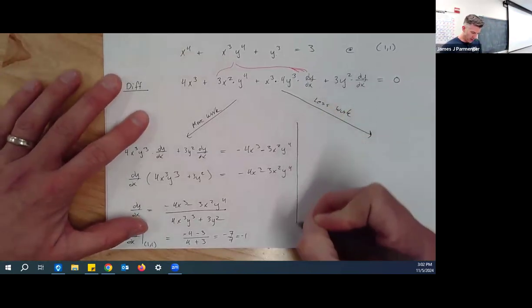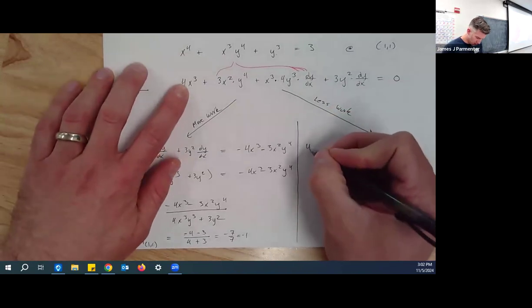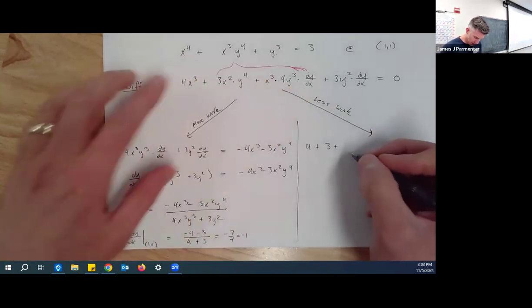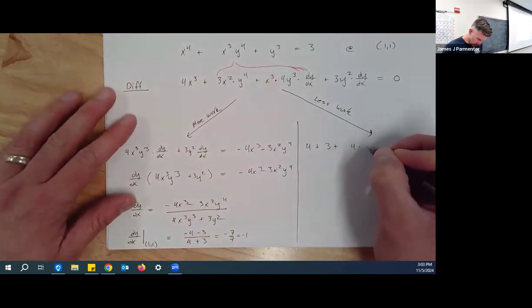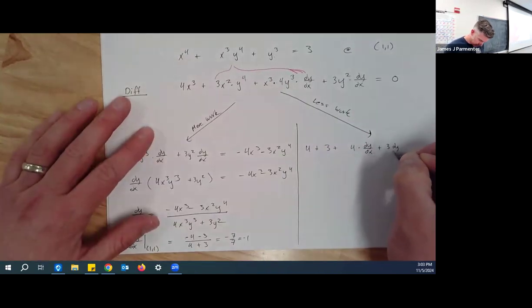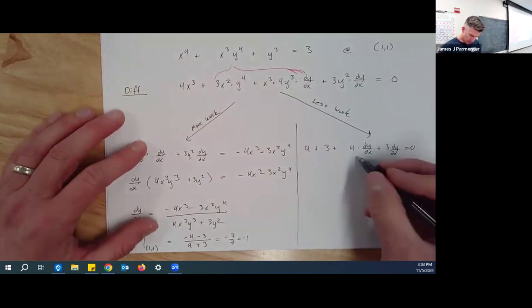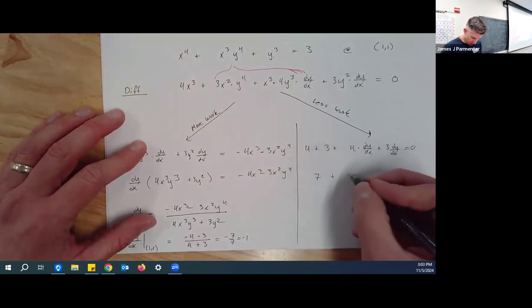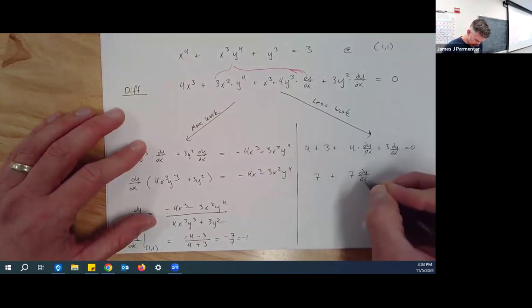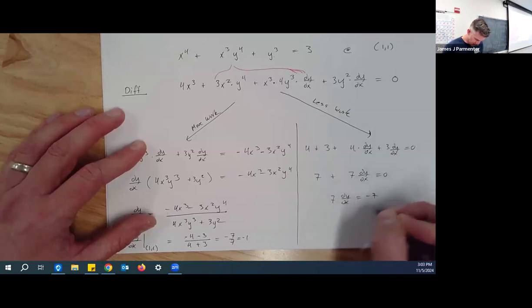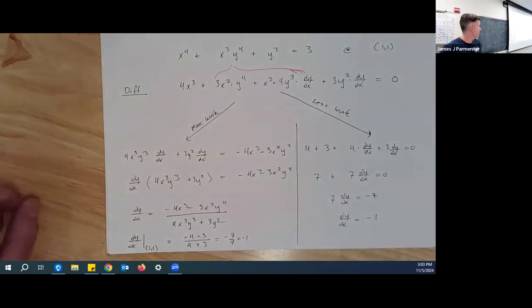If we plug in the point right away, I'm going to get 4 times 1 cubed plus 3 times 1 times 1 plus 1 times 4 times 1 times dy/dx, which is 4 times dy/dx, plus 3 times 1 times dy/dx equal to 0. So I have, let's see, 4 plus 3 is 7. 4 times dy/dx plus 3 times dy/dx is also 7 dy/dx. And then solving for dy/dx, I get 7 dy/dx equal to negative 7. So dy/dx equals negative 7 over 7, which is negative 1. To me, that seems a lot easier.